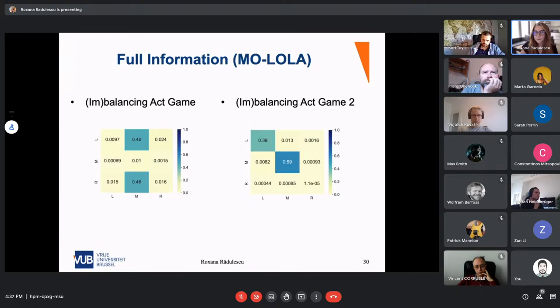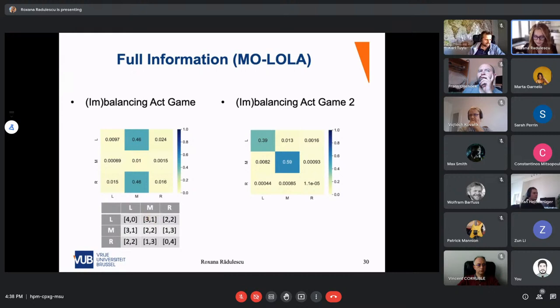Okay, so first I wanted to show this full information multi-objective LOLA. So again, this was a baseline. It's not really a realistic setting because agents now have access to each other's both policy parameters and utility functions. However, we do obtain very interesting results. Okay, in the game in which Nash equilibria are present, they again nicely converge to the dominated equilibria points. However, in the game without any Nash, we observe a totally different type of outcome than before. So if you remember the payoff matrix, they actually converge to some middle ground outcome.